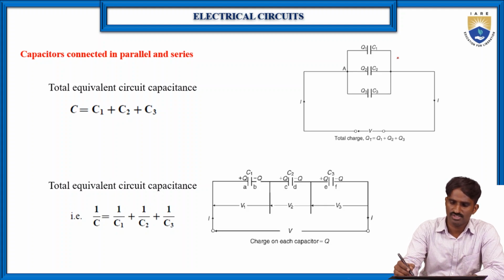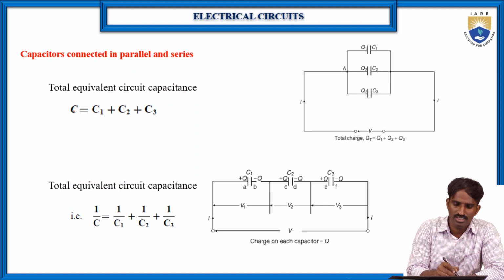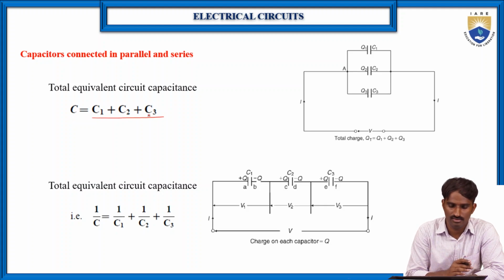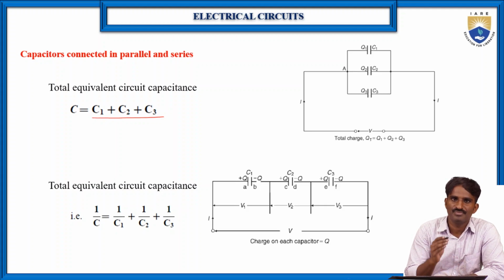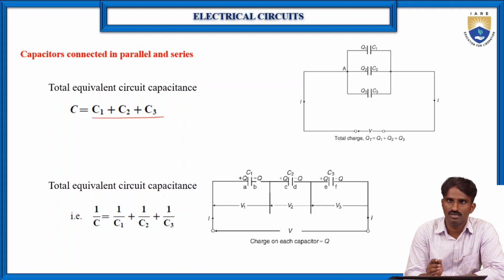So we know if the capacitors are connected in parallel, then the equivalent capacitance between those capacitors C is equal to C1 plus C2 plus C3. We just need to add the capacitance of the individual capacitors. So the equivalent capacitance across the capacitors connected in parallel is equal to the sum of the individual capacitances of the particular capacitors.